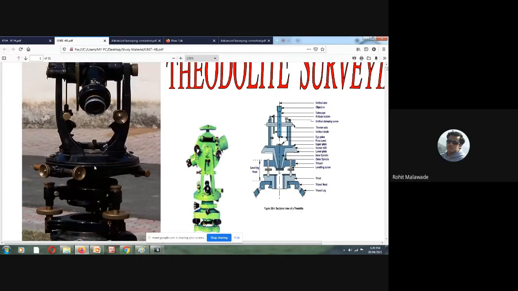Right now, remember the horizontal plate. That is the most important thing that I am telling you now. The horizontal plate, you need to remember this. On this particular horizontal plate, we measure the angle between the two points on the ground by using this particular horizontal plate. The horizontal plate is divided into two parts, that is the upper plate and the lower plate.